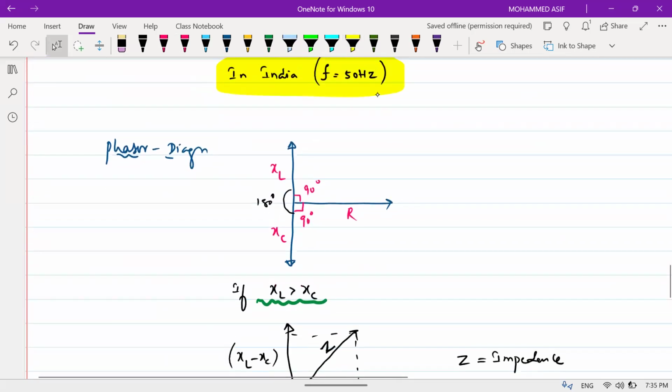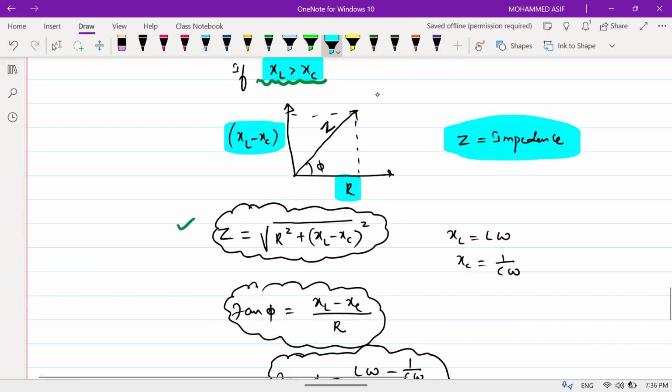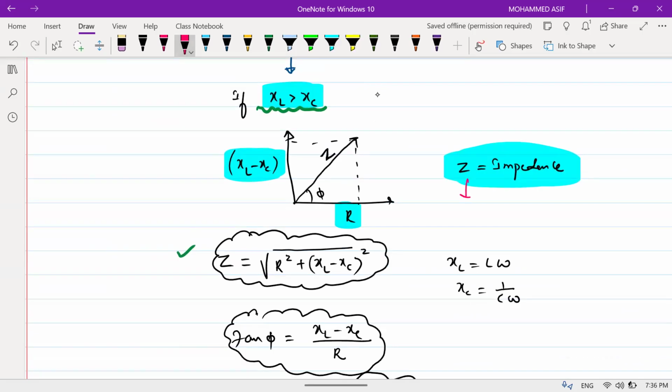In a phasor diagram, just remember, the resistor is along the x-axis, the inductor along the positive y-axis, and the capacitor along the negative y-axis. The angle between XL and XC is 180 degrees. The inductor is 90 degrees ahead of the resistor, and the capacitor is 90 degrees lagging. If I give you the condition that XL is greater than XC, then this will be the diagram. XL will be here and R will be here. Z is the resultant resistance, which in AC we call impedance.